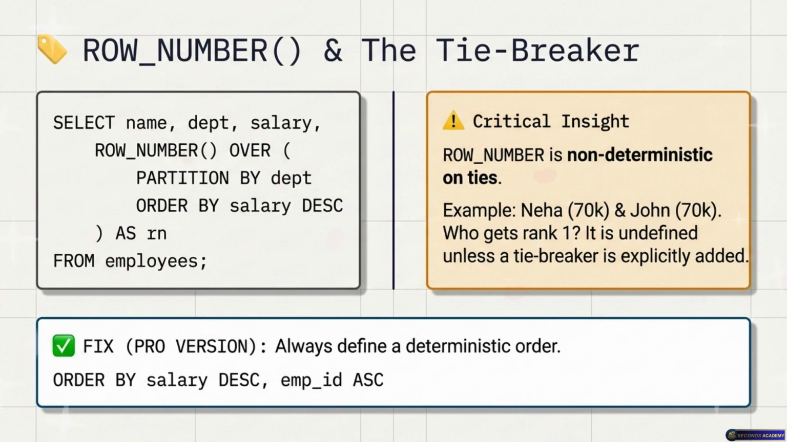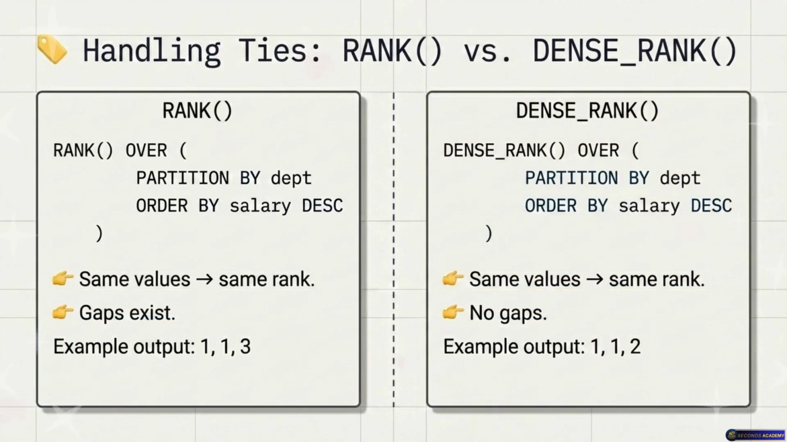But deterministic sequencing isn't the only way to handle a tie, right? No, it's not. Sometimes business logic dictates that if Neha and John generate the exact same value, they must share the exact same rank. Like they're both genuinely in first place. Exactly. And this requirement shifts us away from ROW_NUMBER and forces us to utilize RANK or DENSE_RANK. Okay, so what is the actual difference between RANK and DENSE_RANK? It centers entirely on how the sequence behaves immediately after the tie is resolved.